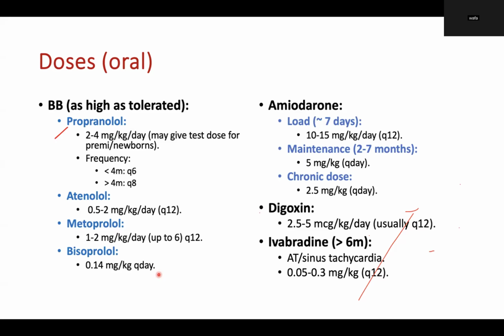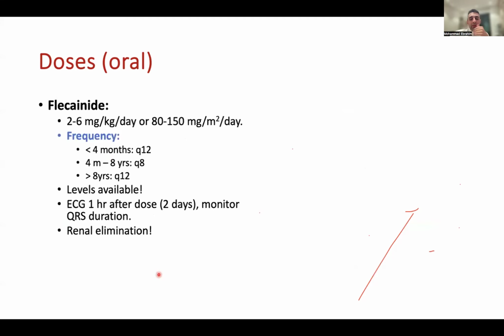Flecainide I use often, especially for WPW patients or atrial arrhythmias. This is my typical dose. I usually stop at 5, not 6, 2 to 5 milligram per kilo per day. Of course, some people use per meter squared. I don't. I usually do by kilo. And then I do Q12 for less than 4 months, Q8 from 4 months to 8 years, and then Q12 for more than 8 years. There are levels, but we don't have them in Kuwait.